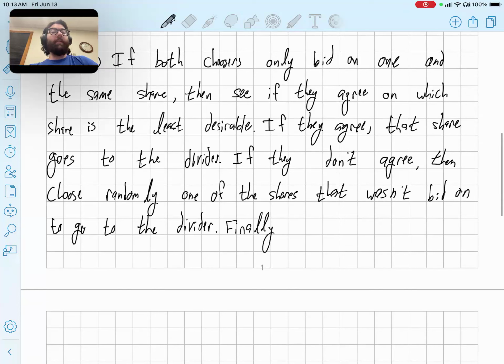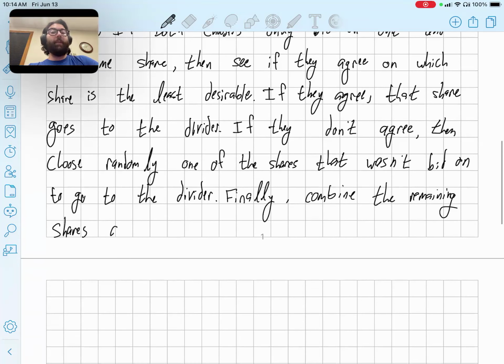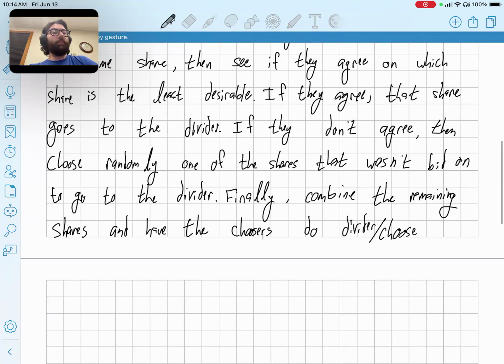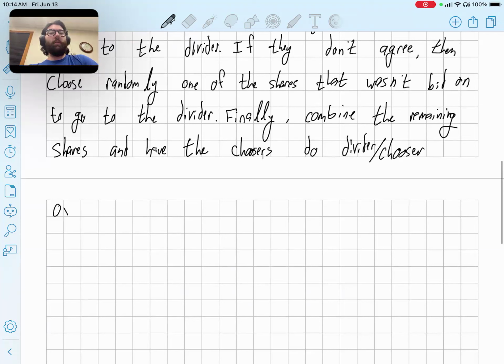Finally, in either case, combine the remaining shares. So combine the shares that didn't go to the divider and have the choosers do divider chooser on the combined shares.